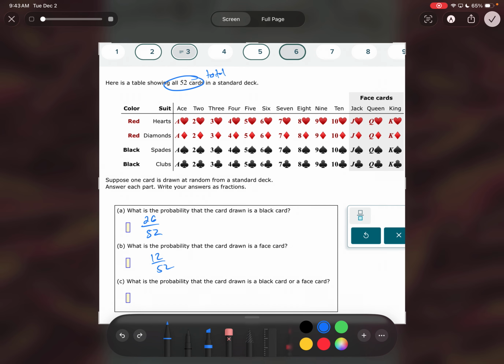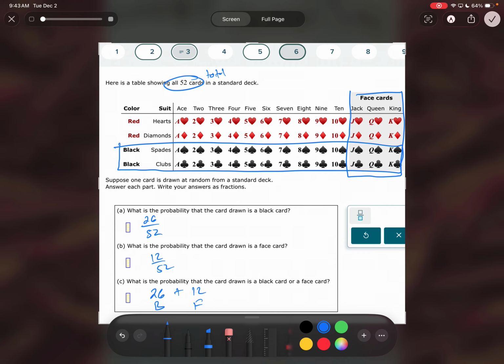And what's the probability that the card is black or face? Okay, so here's where it gets hard. You have black or a face card. All right, so I have 26 black plus 12 face. What's wrong if I add those up and I get 38? I added these. There are 6 black face cards that I need to subtract out. So it's actually 32 out of 52. Okay, so be careful.